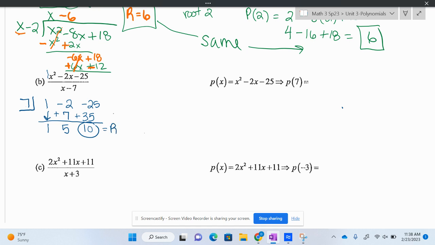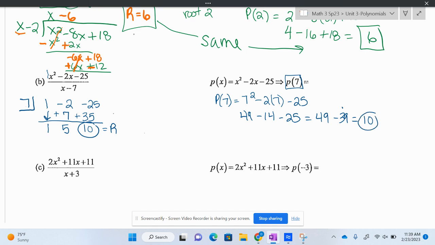So that means that if I evaluate this polynomial by letting x equal 7, I better get 10. Let's check it. 7 squared minus 2 times 7 minus 25. Let's see, that gives me 49 minus 14 minus 25, which is 49 minus 39, which equals 10. Again, these are the same.